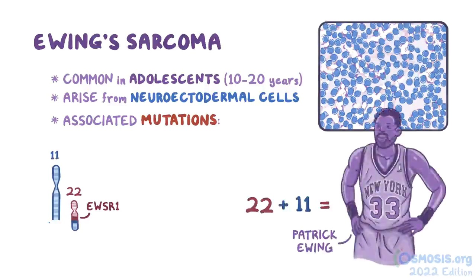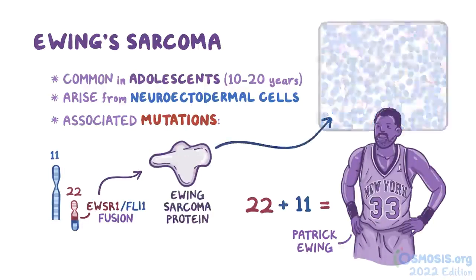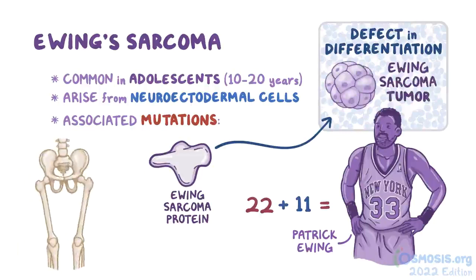The EWSR1-FLI1 fusion results in the expression of an abnormal protein called, you guessed it, the EWSR1-FLI1 fusion protein, or more simply, the Ewing sarcoma protein. This protein causes defects in the differentiation process of human mesenchymal stem cells and neuroectodermal cells, resulting in Ewing sarcoma tumor cells. Ewing sarcoma can affect a number of different bones, but most commonly affects the femur and the sacrum.